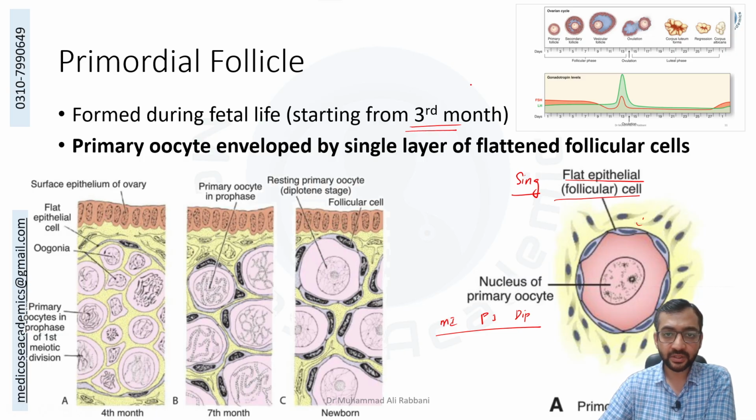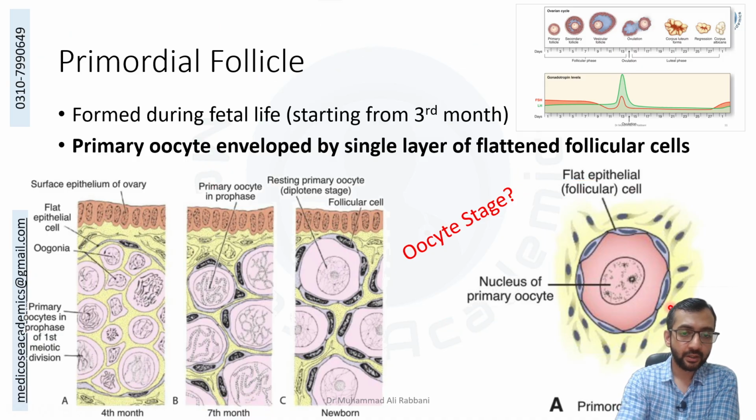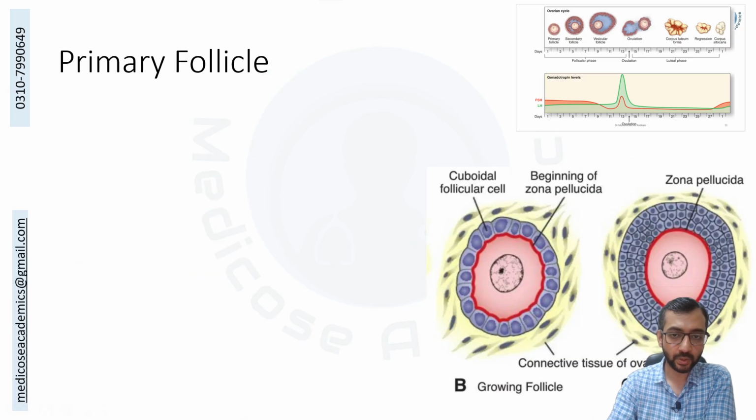It started from the third month, and by the seventh month all follicles were in the primordial follicle stage, and all eggs were in the primary oocyte stage. So you had all of these at the seventh month. So this is the primary oocyte, diplotene stage of meiosis 1, surrounded by a single layer of flat follicular cells. Just reiterate: oocyte stage, diplotene stage, prophase 1, meiosis 1.